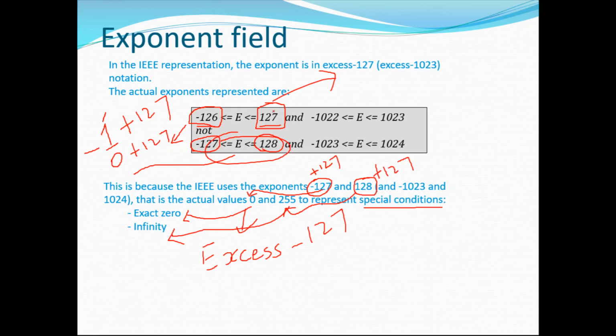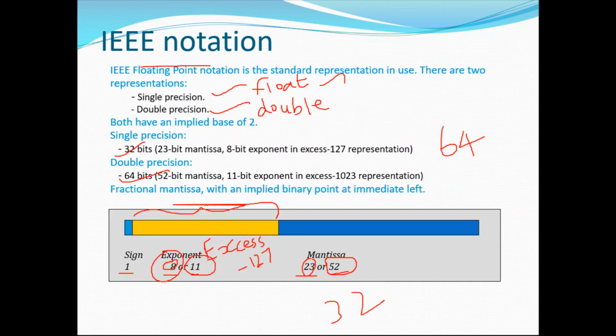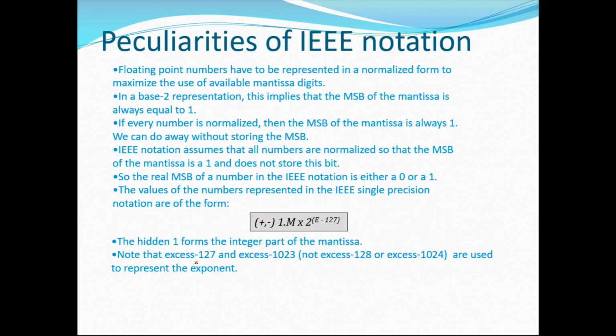Okay, similarly, this is for 32-bit numbers. Similarly, for 64-bit numbers, this is the range. Actual range is from minus 1023 to 1024, but it takes from minus 1022 to 1023, right? That is, it uses the 11-bit exponent, right?